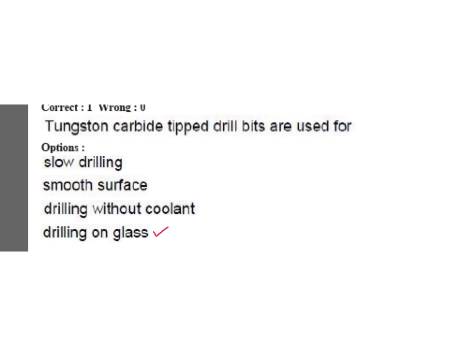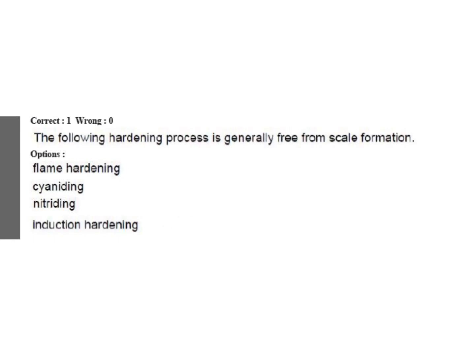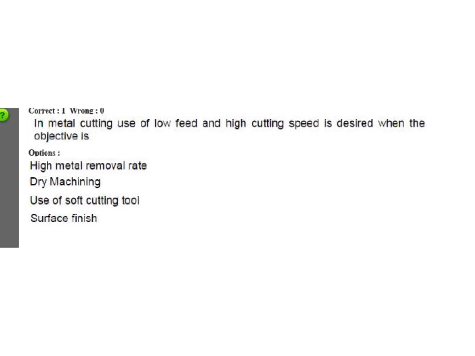The following hardening process is generally free from scale formation: flame hardening, cyaniding, nitriding, induction hardening. Answer is induction hardening. In metal cutting, use of low feed and high cutting speed is desired when the objective is low feed and high cutting speed. High metal removal rate, no. Dry machining, no. Use of soft cutting tool, no. When the objective is surface finish, low feed and high cutting speed gives better surface.